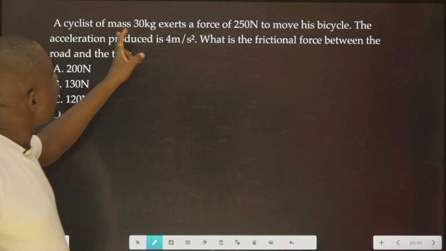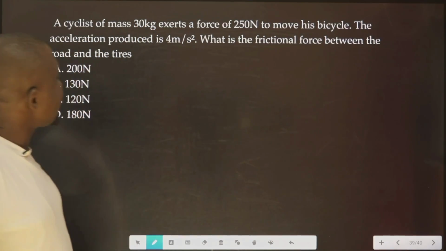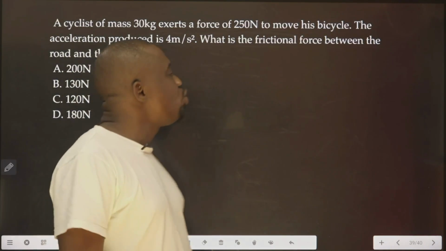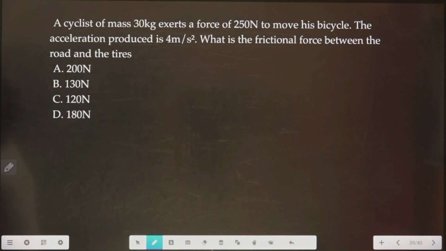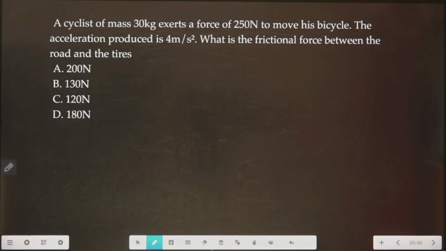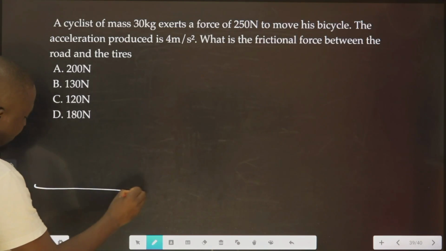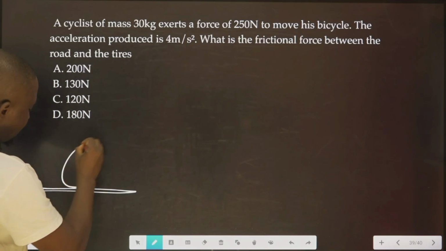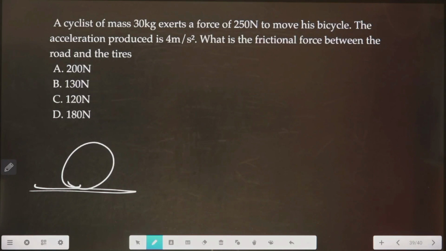A cyclist of mass 30 kg exerts a force of 250 Newton to move his bicycle. The acceleration produced is 4 meters per second square. What is the frictional force between the road and tires? See, this is the road, this is a tire. The frictional force between the road and the tire.